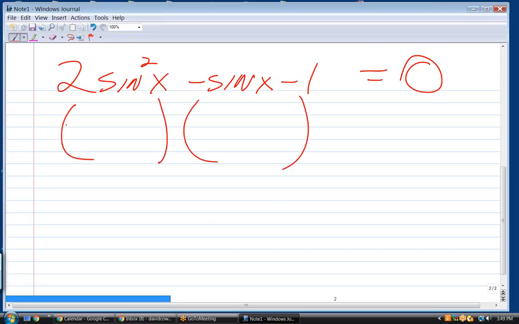So, split that up. So sine x and then 2 sine x? What are your signs? Are they both positive? No, they have to be opposite. You cannot produce a -1 with signs that are both the same. If both signs are the same, the sign on the constant is going to be plus. So if the sign on the constant is minus, the signs have to be opposite.